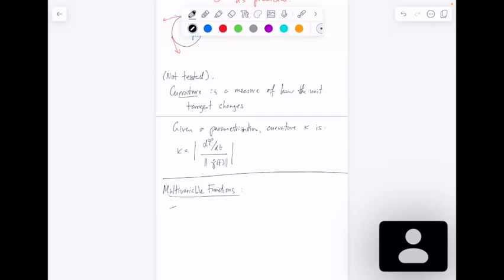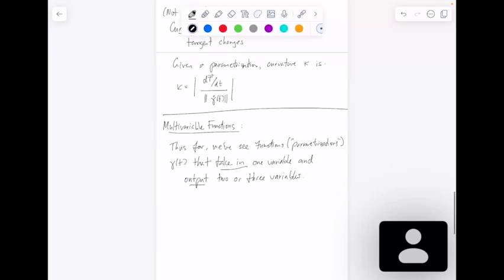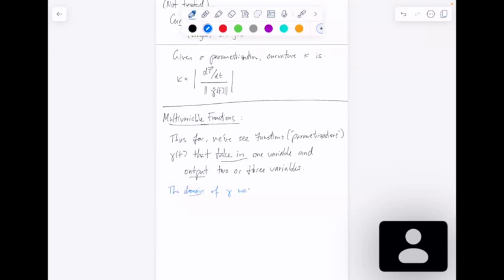And thus far, we've seen functions of one variable, so our parameterizations, that take in one variable and output 2 or 3 variables. All right. So in a sense, what we say is the domain of our parameterization is one-dimensional, and the range of our parameterization is 2 or 3-dimensional. So in other words, the domain of gamma was one-dimensional. The range of gamma was higher dimensional.